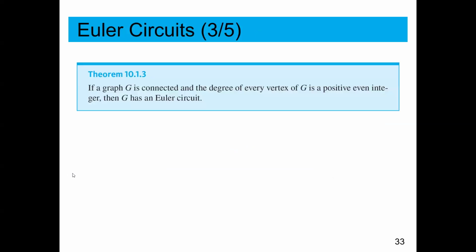So further, this is the final theorem that we can mention about this one: if a graph is connected and the degree of every vertex is an even integer, and it'll be positive, then G has an Eulerian circuit. Or G is Eulerian, as we generally say it.